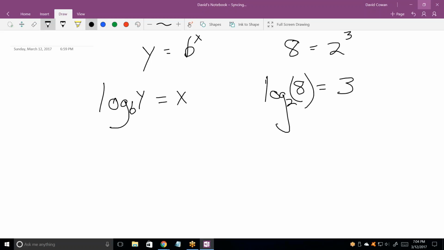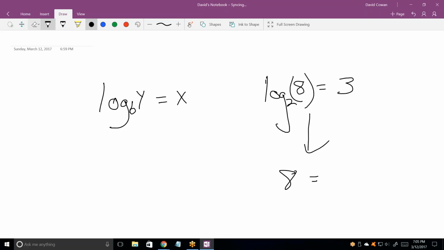So you want to be able to take any algebra or exponential expression and turn it into a log expression, and you want to be able to go the other way. You have to do about equal amounts of each, so get very comfortable with going both directions. If I take away the exponential and give you strictly the log expression, what's the exponential expression of that? It would be 8 equals 2 to the power of 3.